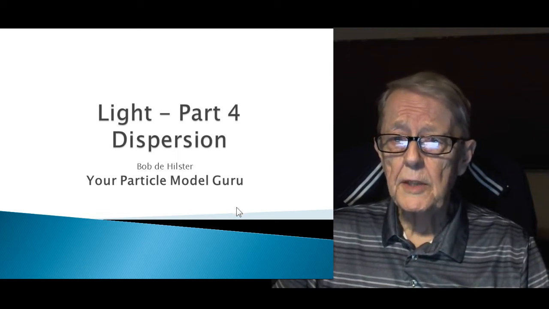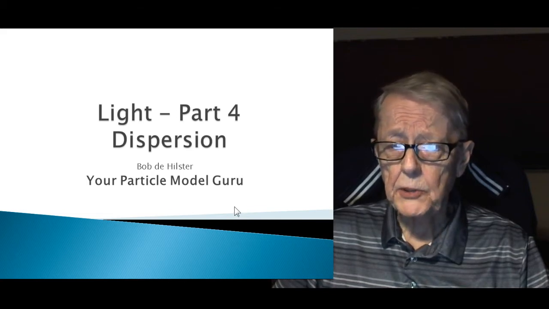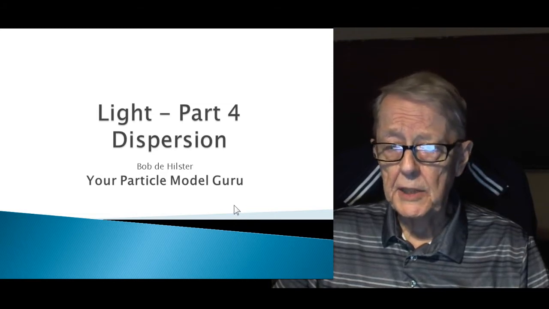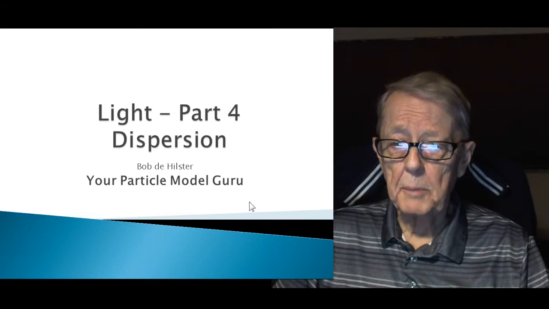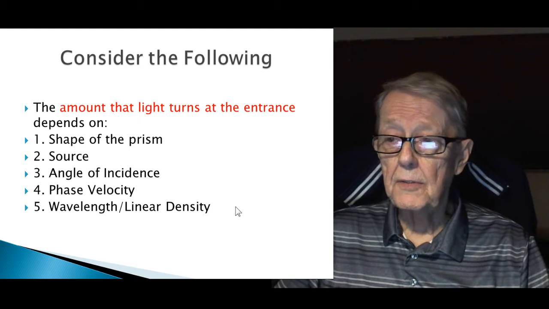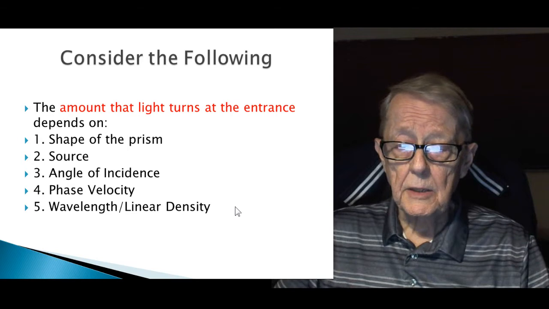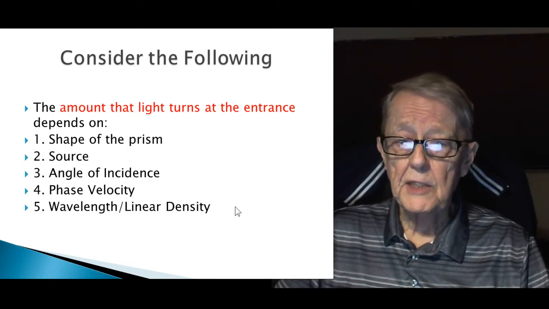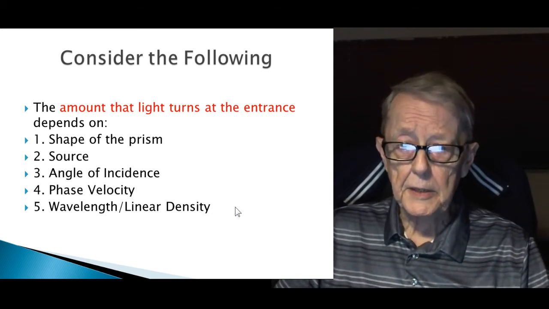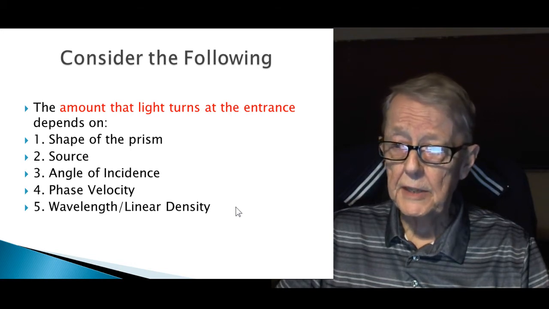This video is the fourth part of a series on light. This one is on dispersion. I did cover it in the second part, but it was kind of out of sequence, so now I bring it back. We're going to consider the following characteristics of dispersion by looking at the shape of the prism, the source of the light, the angle of incidence, phase velocity, and wavelength. I'll see how all these affect the dispersion of light, how it affects the amount that light turns as it enters the prism.